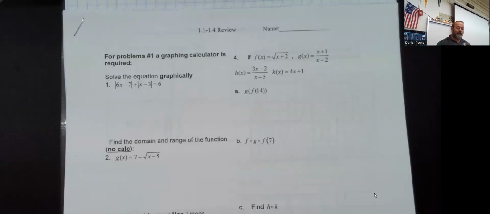I don't have a whole lot there on the prerequisites, but there's a little bit. So anyway, let's see how we do on the first three questions. This first one says, let's go ahead and solve this equation graphically.